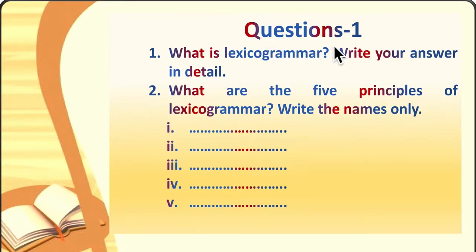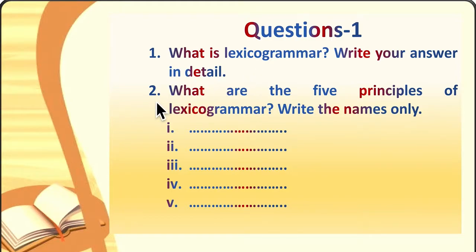Question type 1. What is lexicogrammar? Write your answer in detail. When we first started the discussion, we talked about lexicogrammar. It has 4 or 5 points. Try to memorize all those points. If I ask you to write your answer in detail, write all the points. If I ask you to write your answer in brief, write your answer as short as possible.